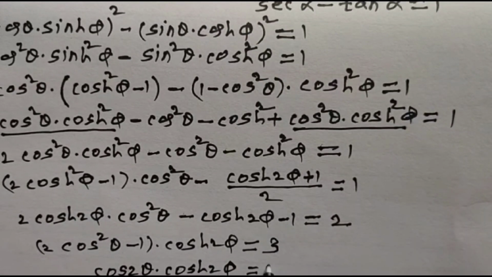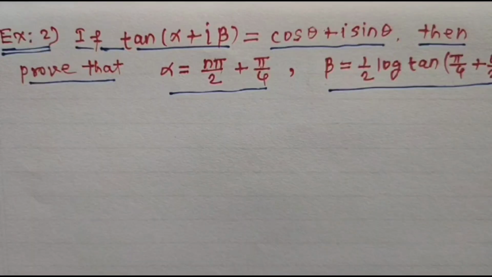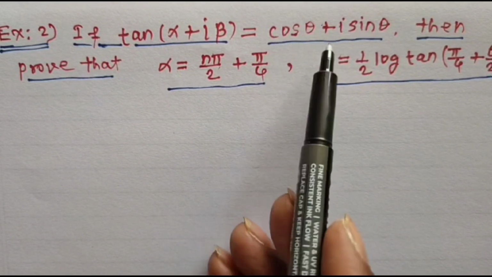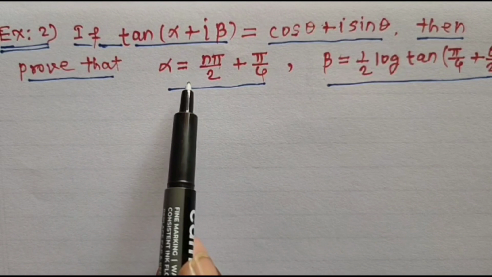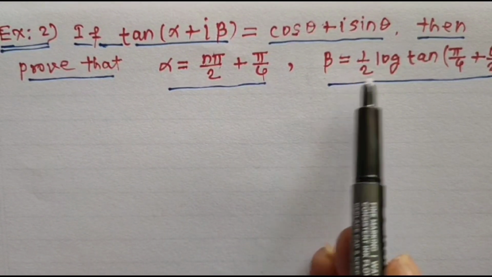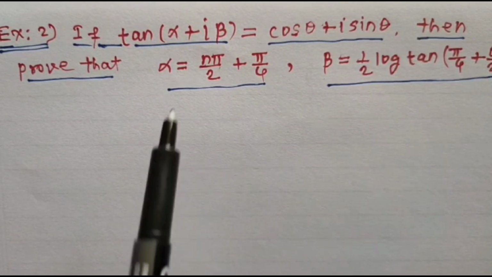This is equal to 3, which is our result, which we have to prove. Let us solve next sum. Sum number 2. If tan of alpha plus i beta is equal to cos theta plus i sin theta, then prove that alpha is equal to n pi by 2 plus pi by 4 and beta is equal to half of logarithm of tan of pi by 4 plus theta upon 2.